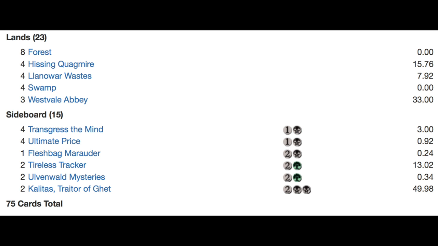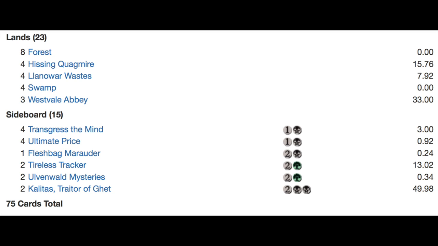Now, we'll take a look at the land base. Forest, Hissing Quagmire. I would not be surprised if Hissing Quagmire does go up in price a little bit. Llanowar Wastes, Swamp, Westvale Abbey. Abbey is actually a card that is very good in this type of deck, where you have creatures that you want to sac anyway to gain life and do fun stuff with.